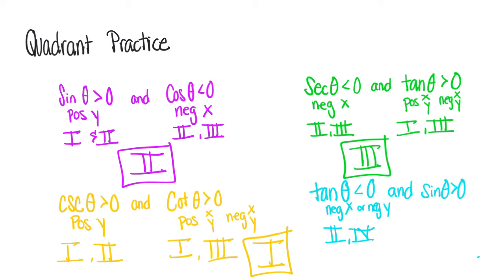And sine of theta being greater than 0, sine being the y value, so we're looking for a positive y value. So this happens to be in quadrants 1 and 2. So therefore the overlap happens to be in quadrant 2.